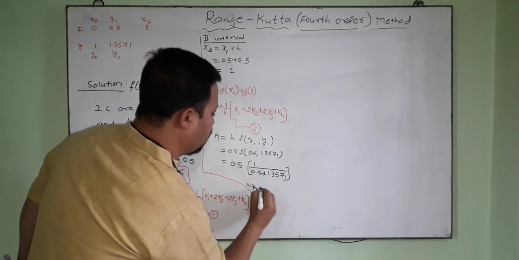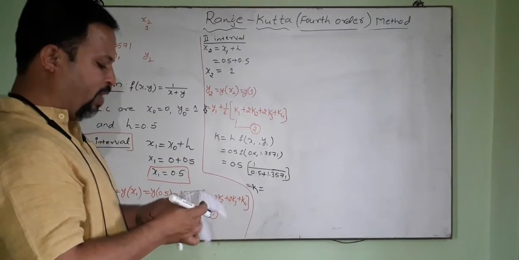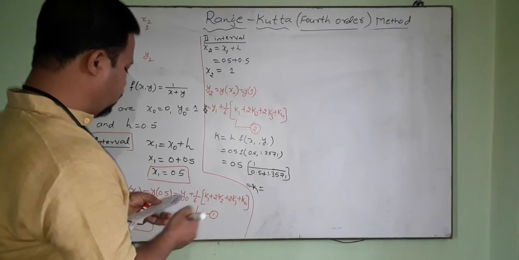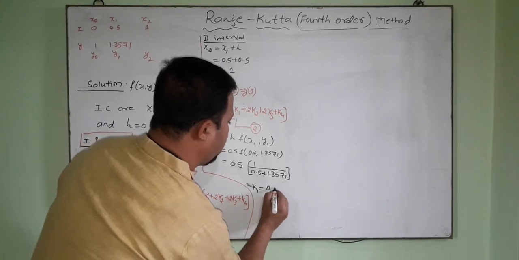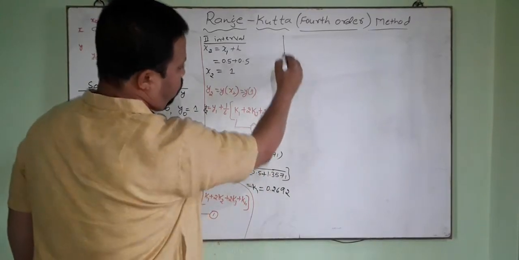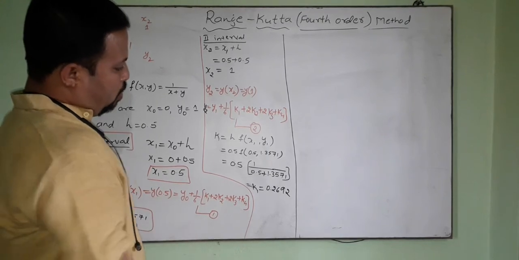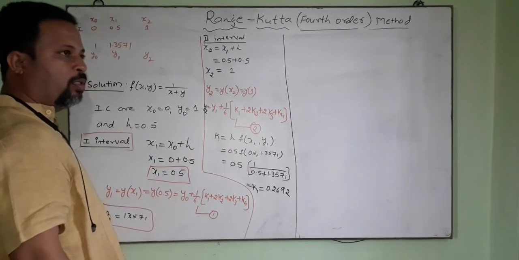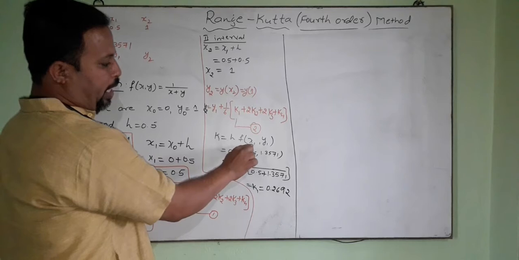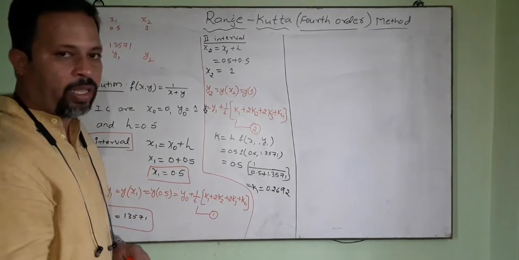Now k1 is equal to, in the second interval, the k1 value. If you simplify this, my k1 value will be 0.2692. Now I have got the value of k1 here. Please note that in the second interval, the k1 formula is given by h times f of x1 comma y1. We substitute those values and we have the k1 value.